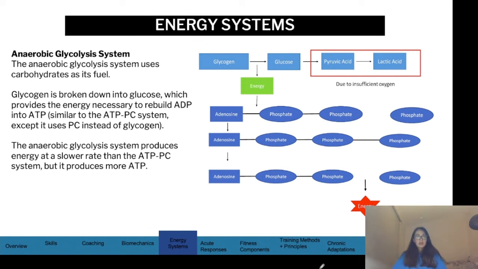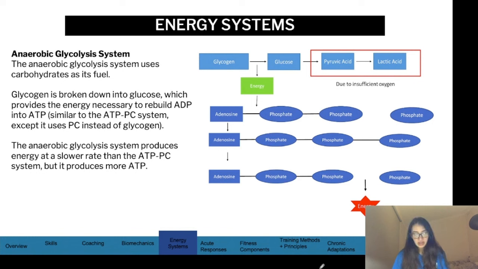We've got the anaerobic glycolysis system. This uses carbohydrates as its fuel, and so you don't need oxygen for it. You know when you start running, and in the first 10 seconds you're not getting enough oxygen, like your body hasn't yet adapted to the exercise, so you're still not breathing super fast yet. Whereas you need to be breathing fast because you're activating your muscles very quickly.